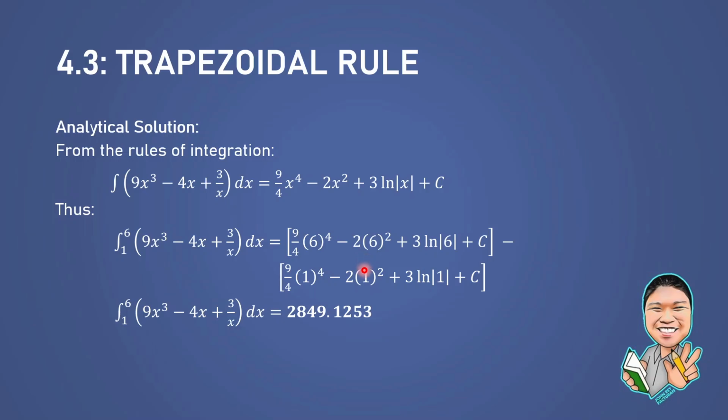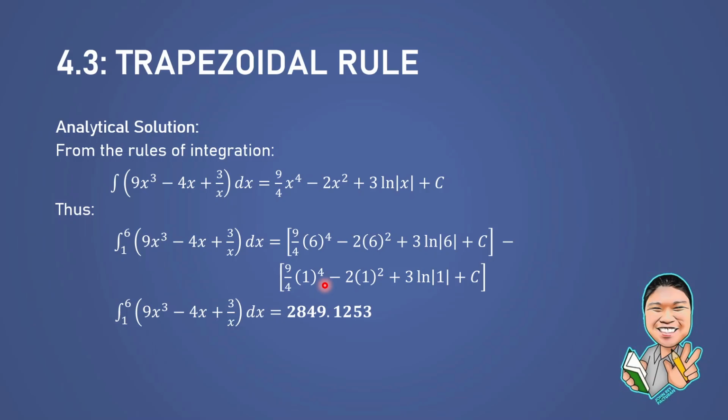So, paano natin ini-evaluate yung definite integral after nyong mahanap yung indefinite? Isa-substitute natin yung lower limit saka yung upper limit. Uunahin muna natin yung upper limit: 9 over 4 ng 6 to the 4th, minus 2 ng 6 squared, plus 3 ln 6 plus c. Then yung 1: 9 over 4 ng 1 to the 4th, minus 2 times 1 squared, plus 3 ln of 1. Yung c, makaka-cancel out kasi c minus c is 0. May actual answer ka, and the actual answer is 2,849.1253. So yun na yung sagot natin for the analytical solution or for the exact solution.